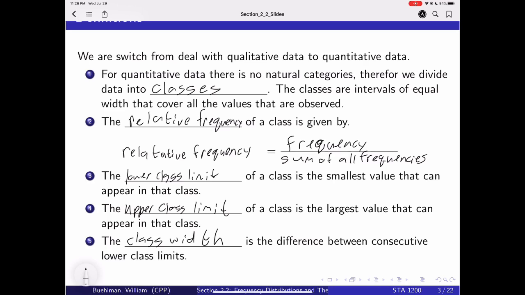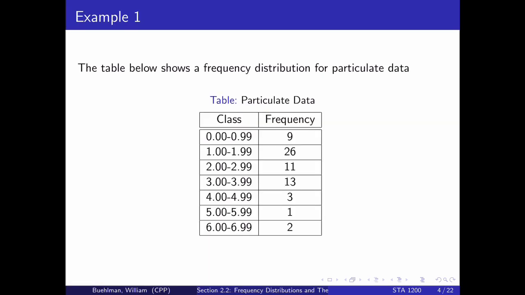So most of the time people think the class width is the upper limit minus the lower limit, but you have to be careful, it is not. It is the difference, so subtraction, but between two lower class limits, not the upper minus the lower, so be sure to remember that. So here we have example 1.